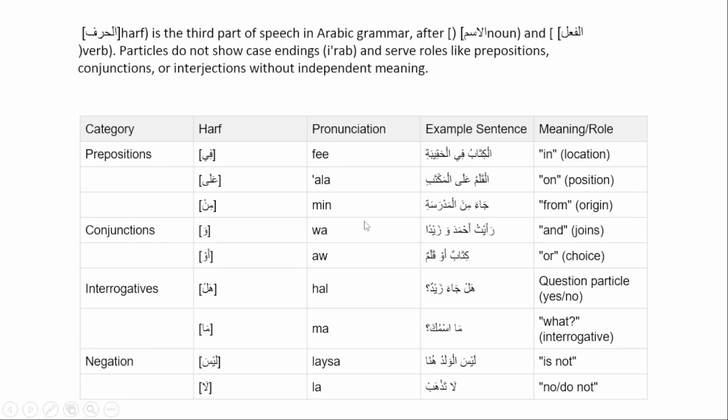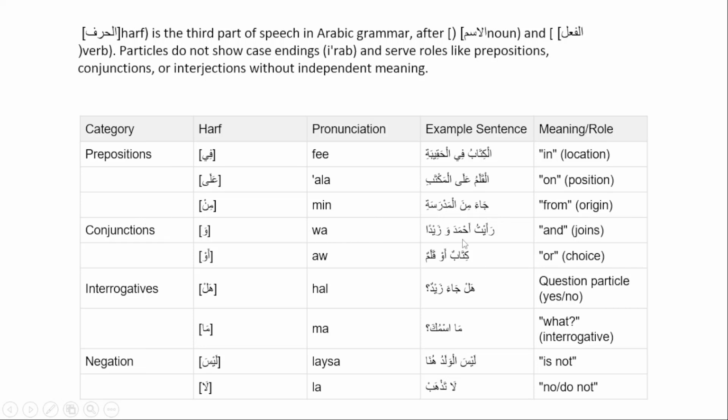So for example, fi haqibati, the book is in the bag. Okay, so here fi means in, so it's an example of a preposition, which comes under the category of harf in the Arabic language system. Then we have ala. Ala means on. Al-qalamu ala al-maktab. So the pen is on the desk. Min means from. Ja'a min madrasati. Came from school. All right.